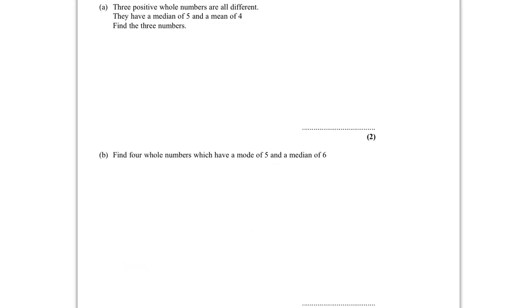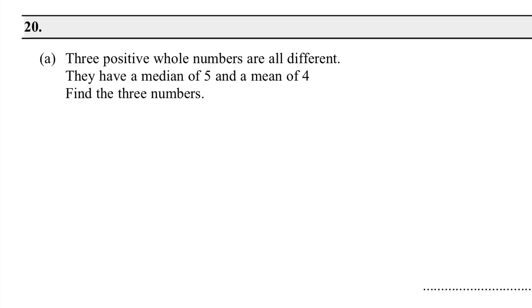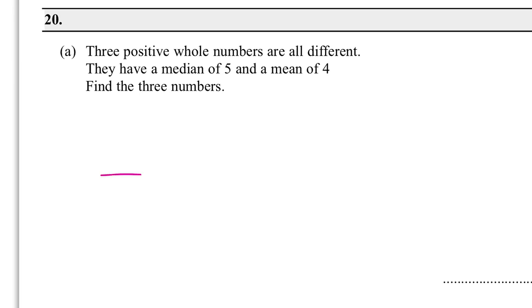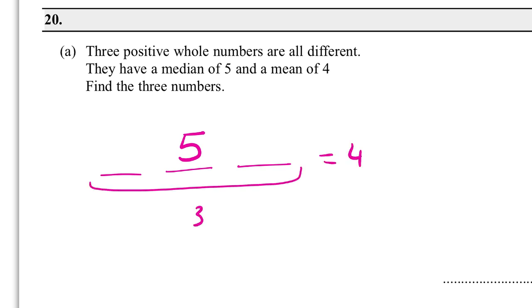Okay, question 20. So 3 positive whole numbers are all different, okay? So this is like the one we did just a minute ago. They have a median of 5, so this is easy, my middle number's 5, and a mean of 4. So a mean of 4 means when I divide it all by 3, I get 4. So what should they all add up to? 12. Okay, so all of them should add to 12.